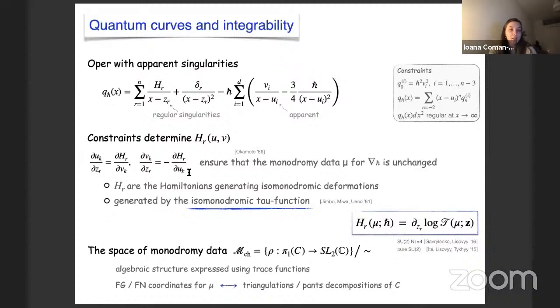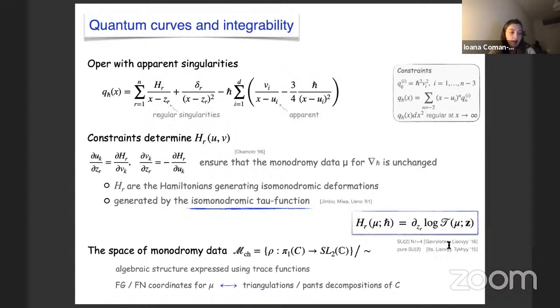And then consider variations of these parameters H with respect to Z, with respect to a motion of the punctures on the base curve C. This is such that the monodromy data for the connection remains unchanged. So this means that these H are the Hamiltonians that generate isomonodromic deformations, and they are by definition generated by the isomonodromic tau function. Now, remark that this tau function, the way it is defined here, is only defined up to multiplication by some function which is independent of the parameters Z. So this definition leaves some freedom in the precise normalization of tau.